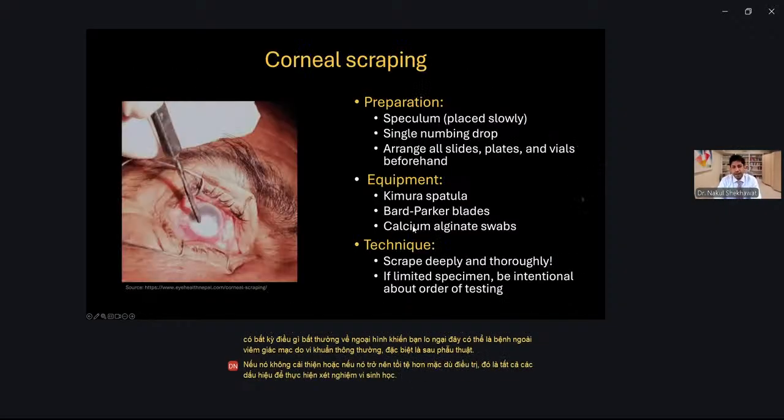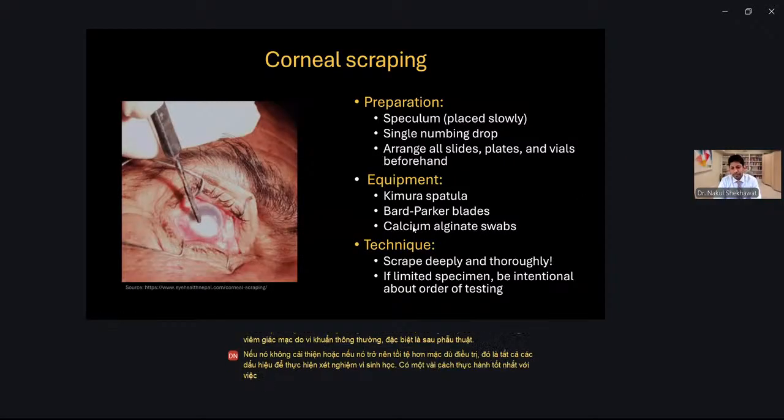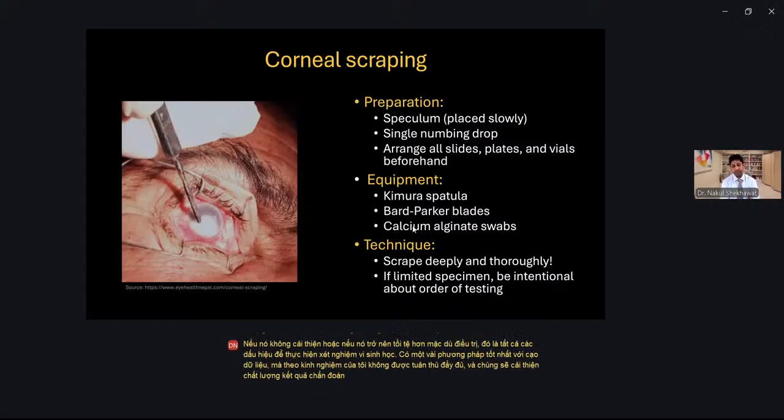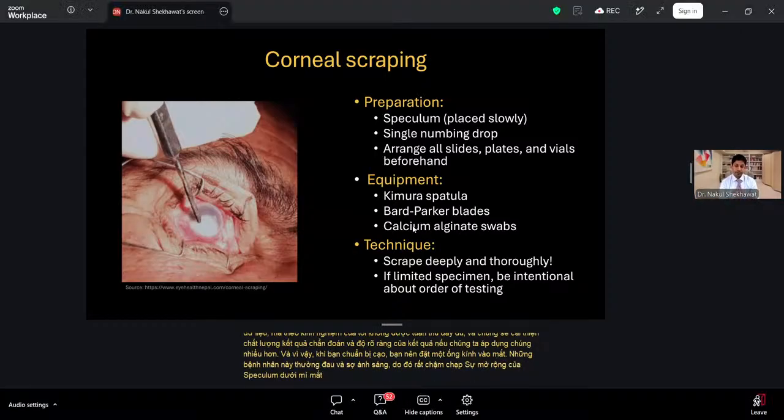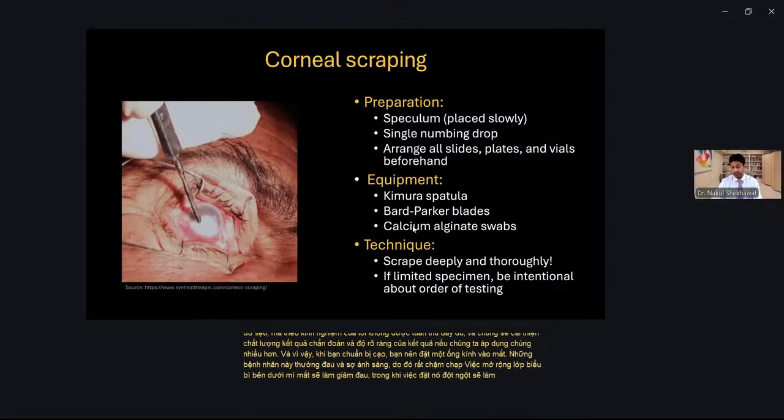There are a few best practices with scraping, which in my experience are not adequately followed, and they would improve the quality of our diagnostic yield and clarity of our results if we did them more. When you're preparing to do the scraping, you should place a speculum in the eye. These patients are often in pain and photophobic, and so a very slow expansion of the speculum underneath the eyelids will reduce the pain, whereas a sudden placement of the speculum will cause the patient to flinch and be less cooperative during the scraping.